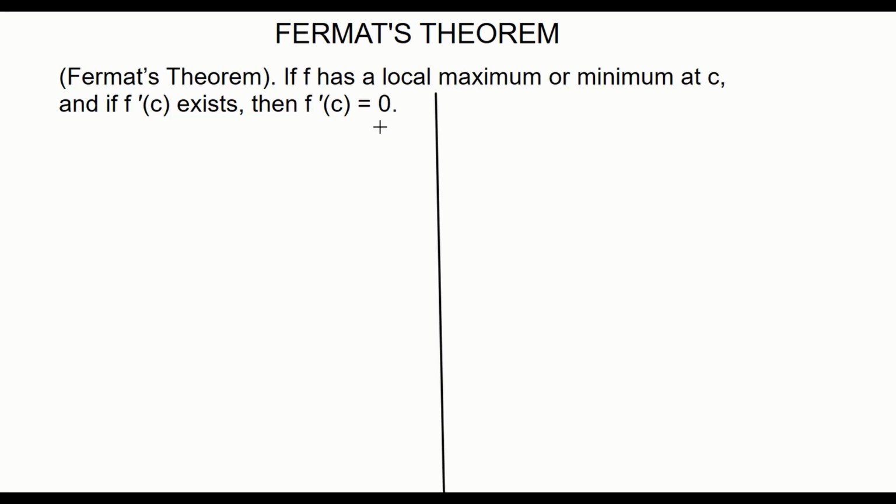So we are continuing Fermat's theorem, where it says that if f, the function, has a local maximum or minimum at c, and if f prime, the first derivative of the function at that point c, exists, then the first derivative of the function at that point should be equal to 0. So we are going to unpack this.